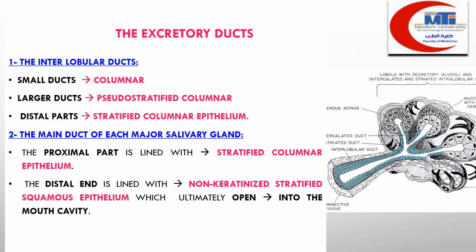So when we mention the interlobular ducts, they range from small to large. They start with columnar epithelium, then pseudostratified columnar, and the distal parts are lined by stratified columnar epithelium. Then the main ducts of major salivary glands, their proximal part is lined with stratified columnar epithelium, and near their orifice into the mouth cavity, they become non-keratinized stratified squamous epithelium.